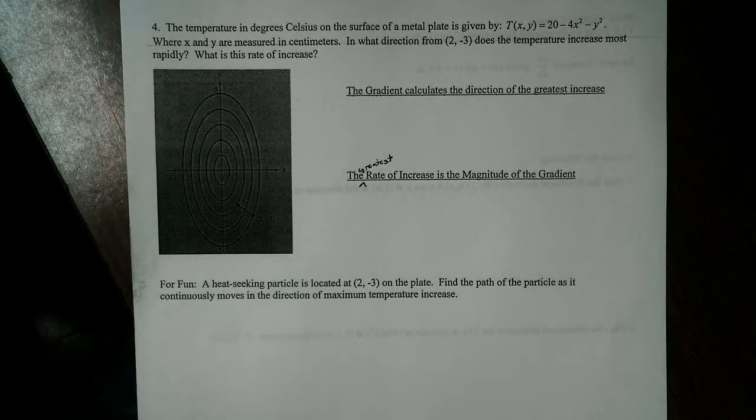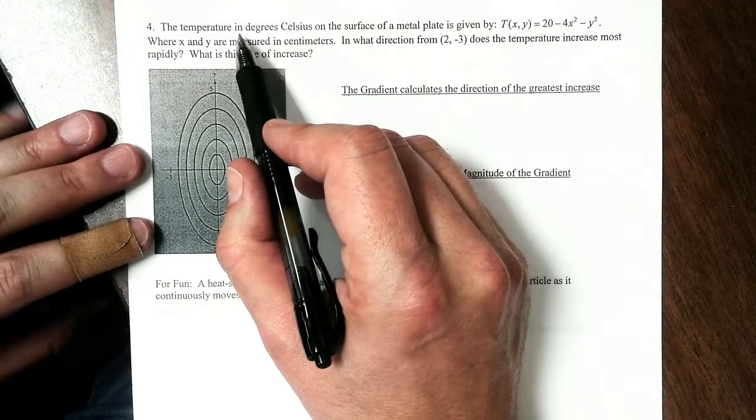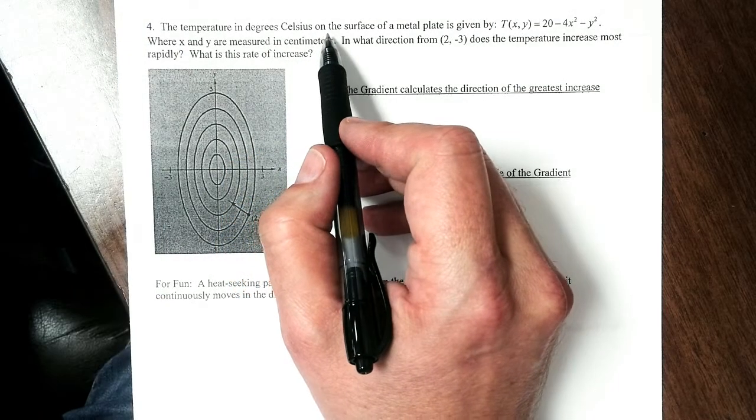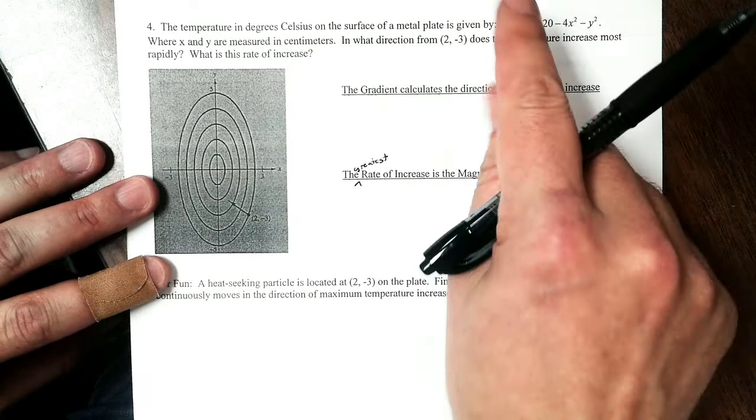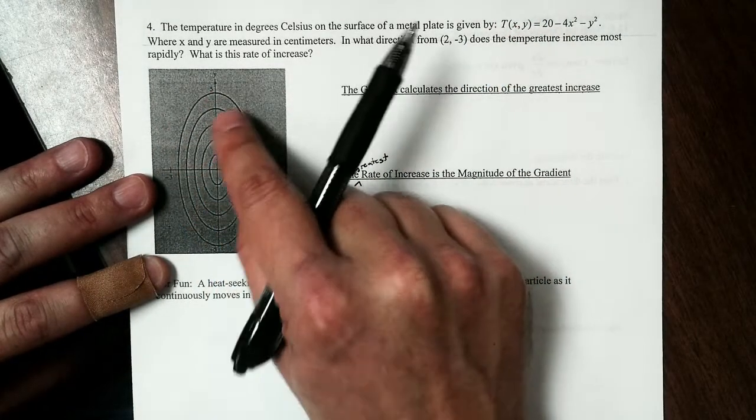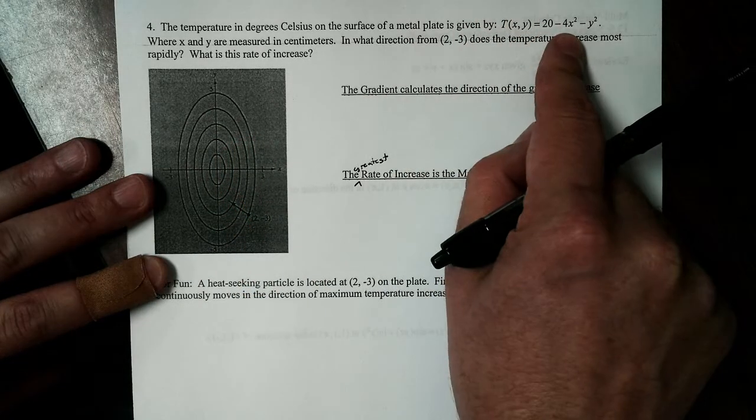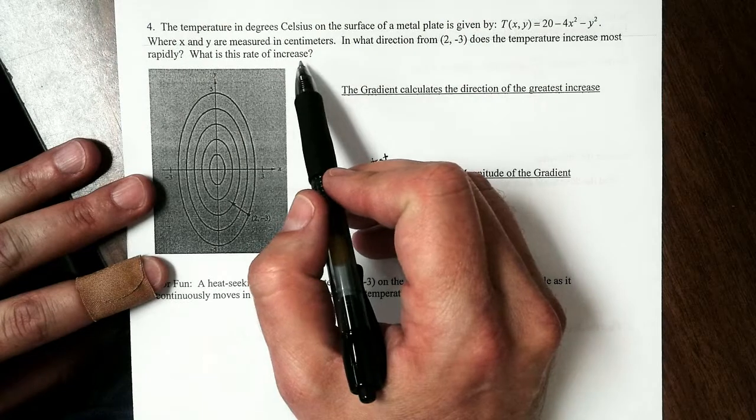Hello, welcome back. Today we're going to be taking a look at an application of the gradient. In this example, we have the temperature in degrees Celsius on the surface of a metal plate, and it's given by this equation. Anywhere on this little plate, at any XY position, I can find the temperature at that point given by this equation, where X and Y are measured in centimeters.